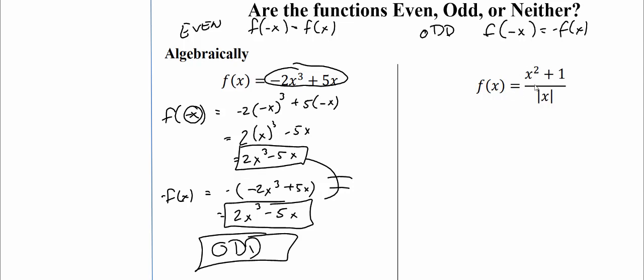Let's go to the second one here: x squared plus 1 over the absolute value of x. Well, I'm going to look and say, because this 2 is even, I'm going to guess and see if maybe it's even. Okay, so let's go to the even piece.